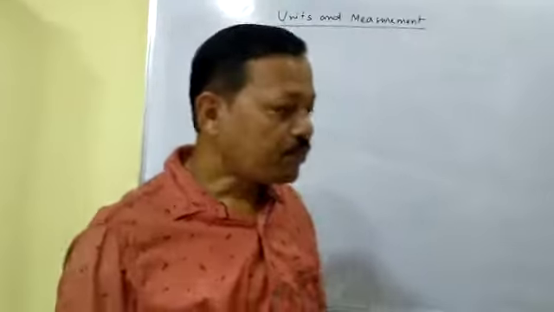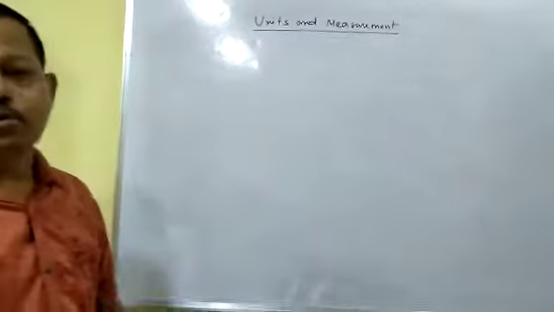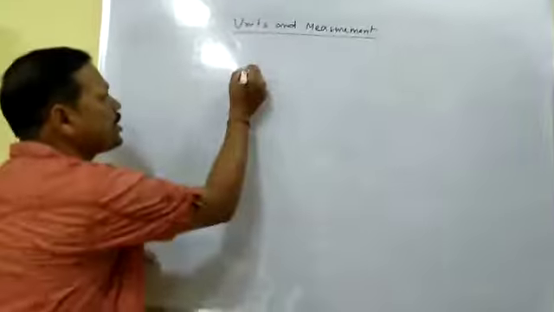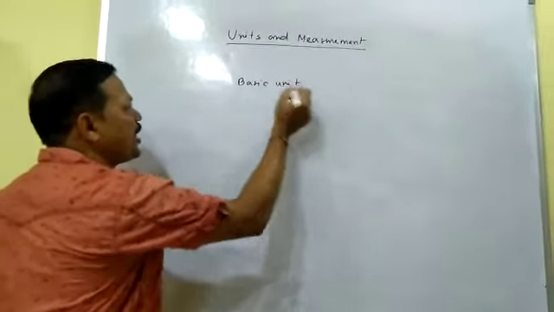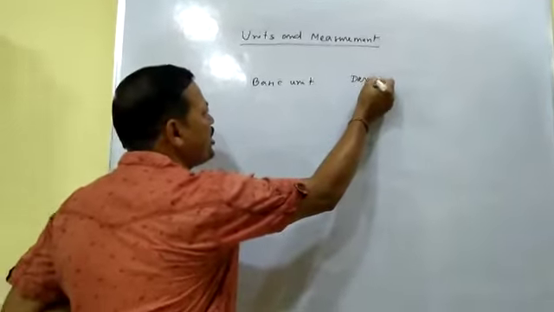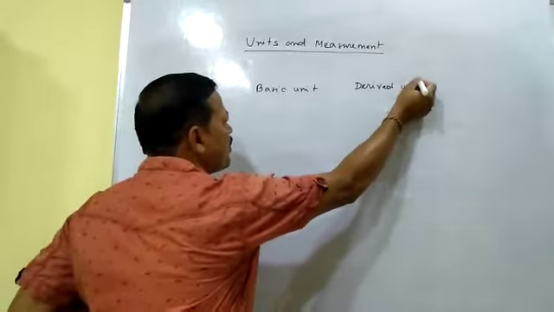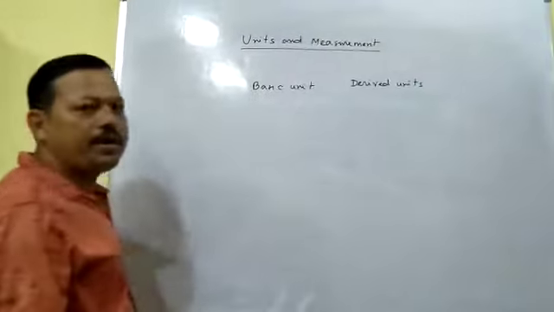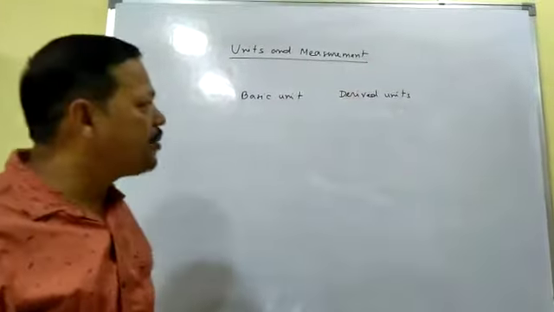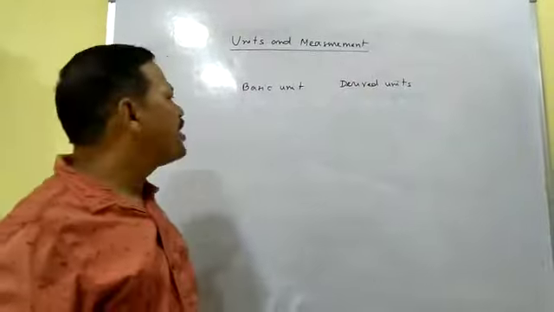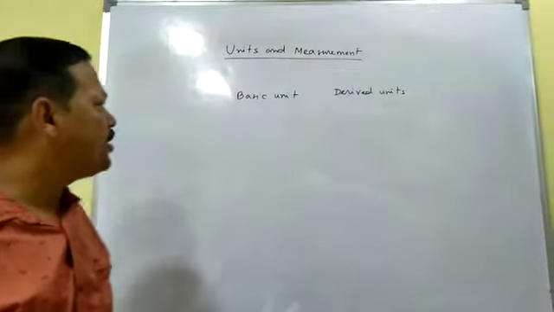Now, there are two types of units. Some units are called basic units and some units are called derived units. What is the difference between basic unit and derived unit?